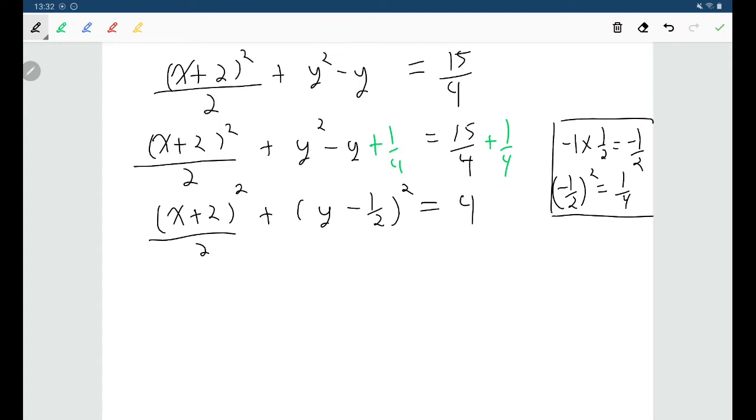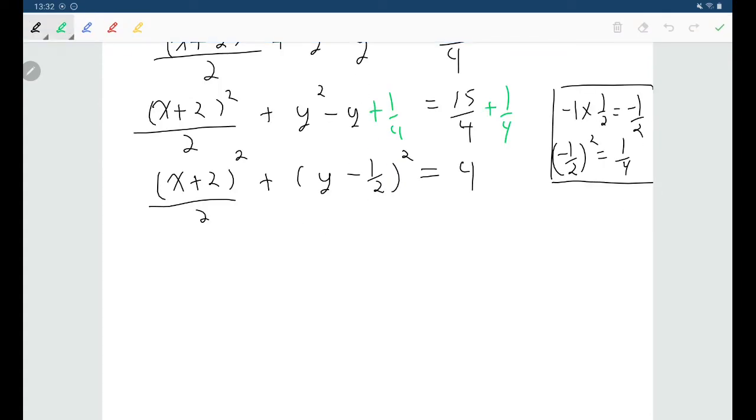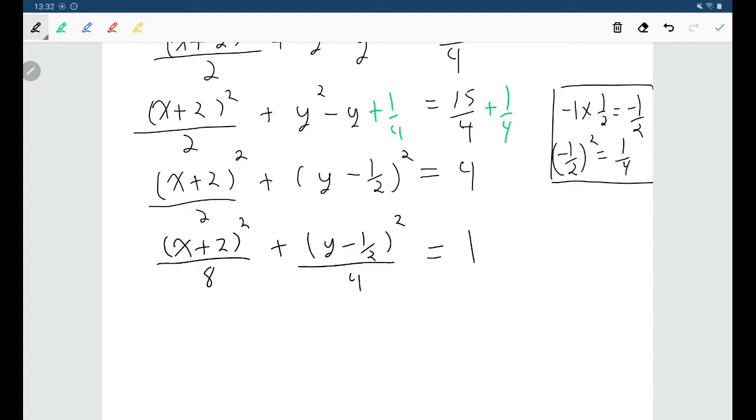Okay, so we're almost finished. Remember that for this to be in standard form as an ellipse, this value on the right side would need to be a 1. So I'll divide everybody by 4, and that will make that happen. Dividing everybody by 4 will give me x plus 2 squared over 8. I'll have y minus 1/2 squared over 4, and then equal to 1. So we have our ellipse in standard form.